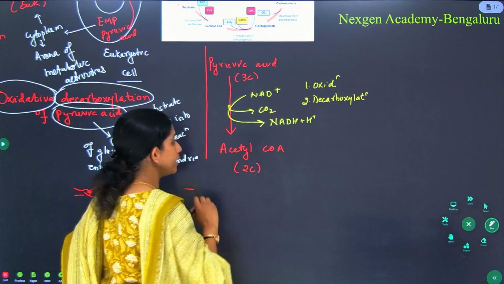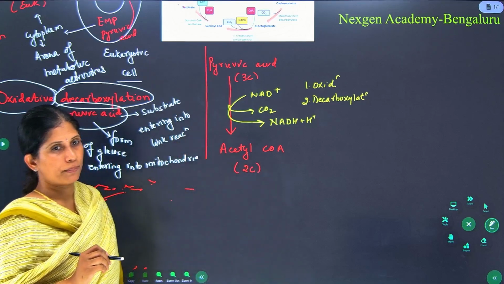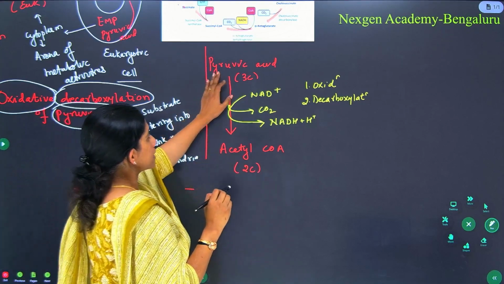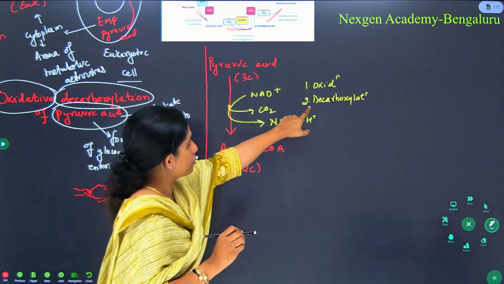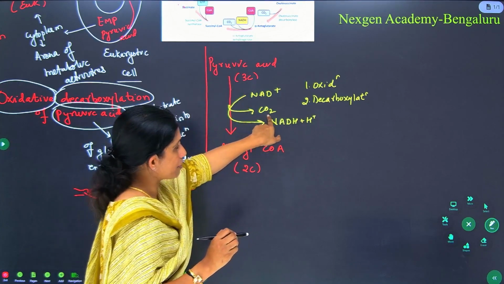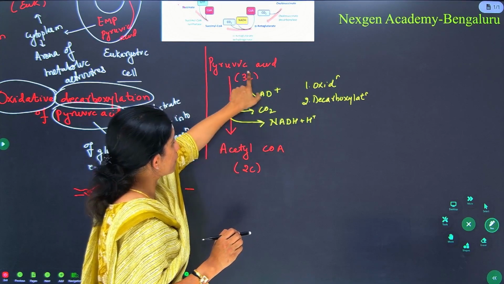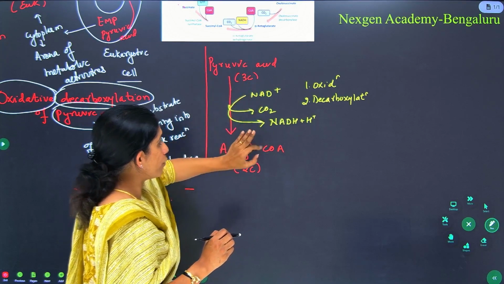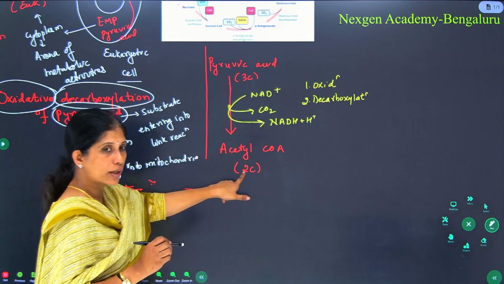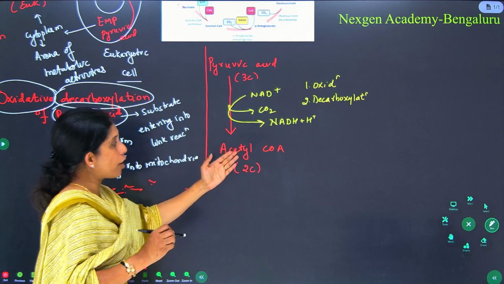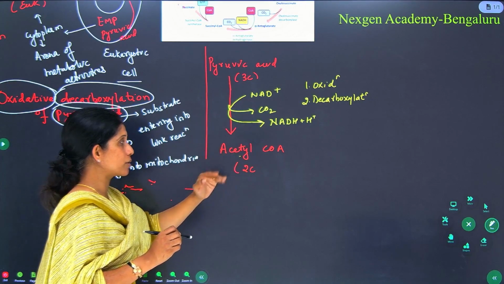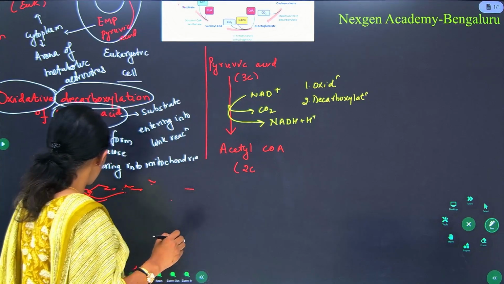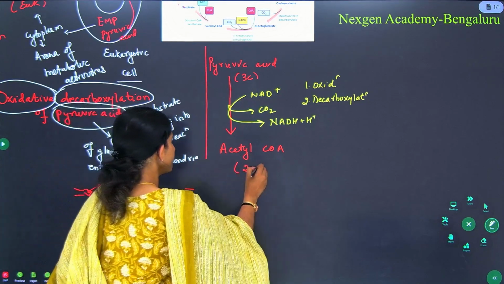How many carbon is it? 2 carbon compound, right? So pyruvic acid is having 3 carbon, which will undergo decarboxylation, that is removal of carbon dioxide. So when you remove 1 carbon from pyruvic acid, the leftover how many carbon will be there? 2 carbon. So the product that is formed as a result of pyruvic acid oxidation and decarboxylation is what you call as acetyl coenzyme A, right?